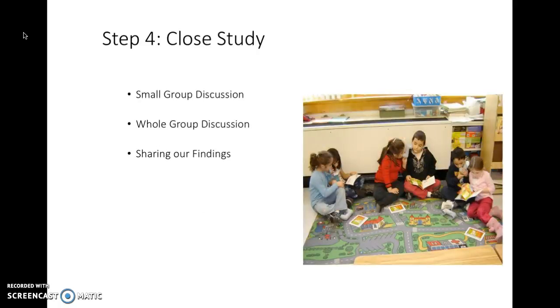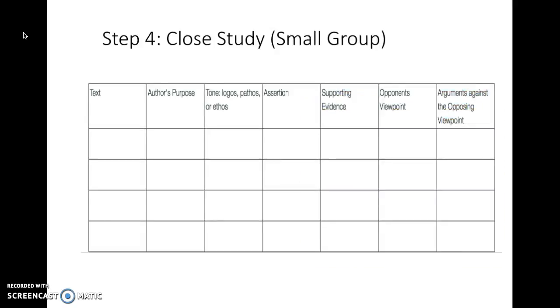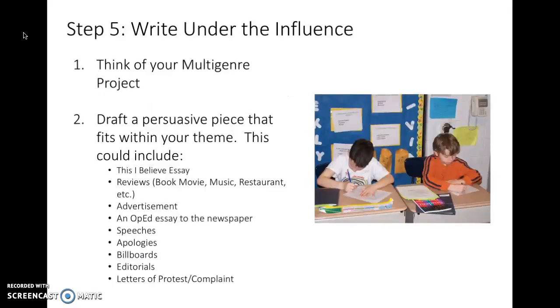And as you go even deeper to close study, I have a graphic organizer to help you organize how I want you to go a little bit deeper in the text. So what's the author's purpose? What kind of tone is the author using in terms of logos, pathos, ethos? What kind of assertion is the author making? Supporting evidence, opponent's viewpoint, arguments against the opposing viewpoint. Some of these might not have any of this. So study and see what various authors do when they construct these texts.